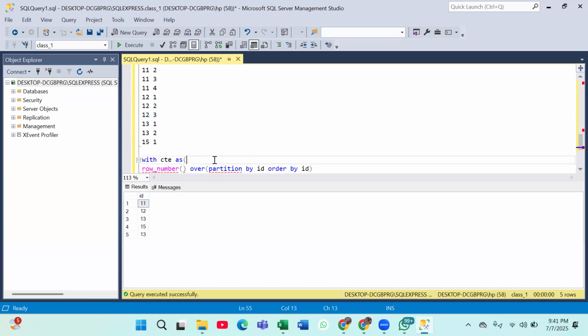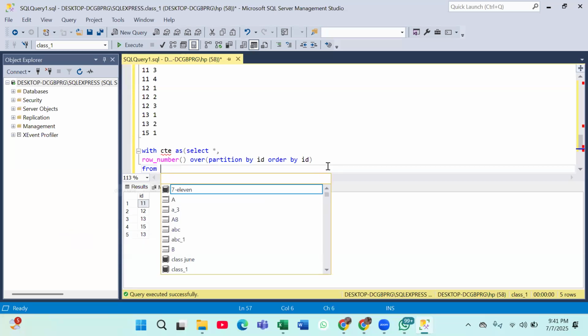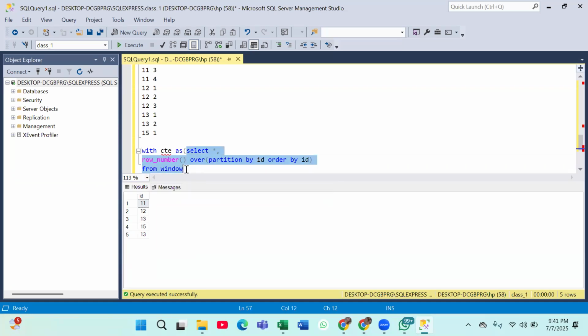So that's what we do over here also. Select star, comma, this. From which table? From our table window. Let me show you the result. According to each ID, you will get the row numbers. Here you can see that. Is this clear with you? Do you want me to insert some more IDs over there in this table? Okay. No need? Okay.